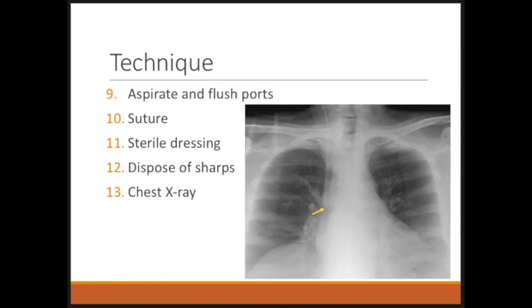Aspirate and flush ports to remove air and then flush the blood out of there with saline. Then you can suture the catheter in place and occlude it with a sterile dressing. Be sure to dispose of all your sharps and get a chest x-ray to confirm the central venous catheter is in the right place and that there's no pneumothorax or hemothorax that's developed.